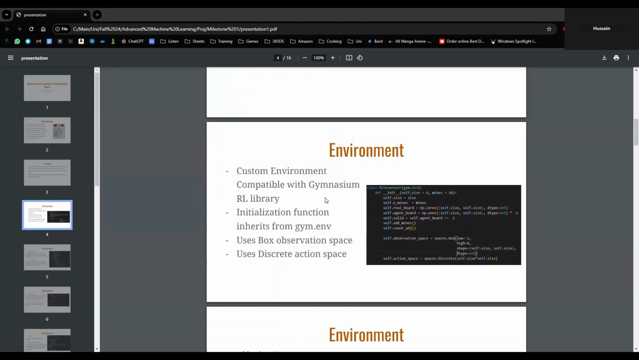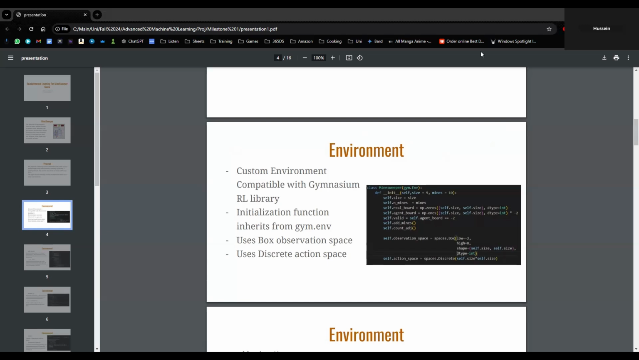We decided to build our own custom environment that is compatible with the Gymnasium library. Gymnasium library is a library that has a bunch of environments for reinforcement learning, including a lot of classic games on the Atari and everything, but they did not have an environment for Minesweeper. So we decided to use our own, but add functions so it functions the same as any environment in Gymnasium.